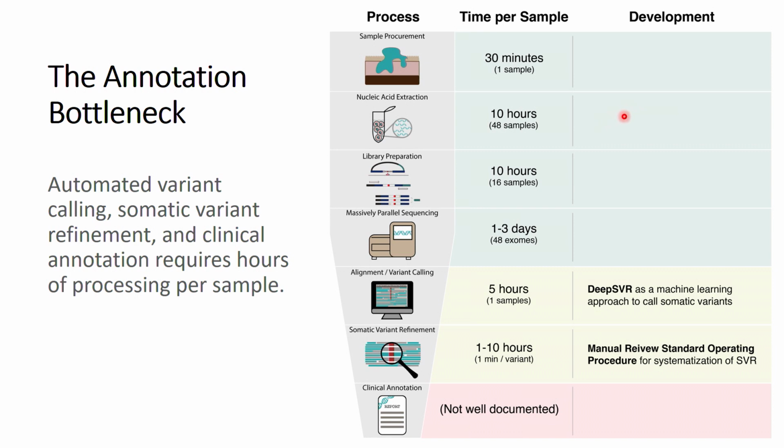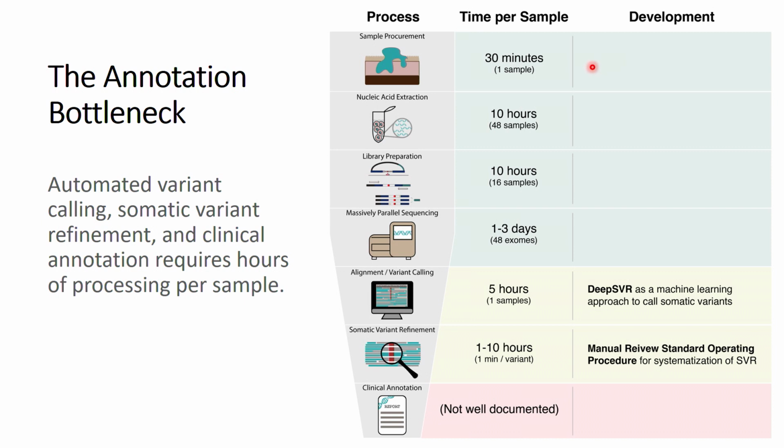So the annotation bottleneck has been covered extensively throughout this conference, specifically the process by going through sample procurement, nucleic acid extraction, library preparation, and parallel sequencing is very automated with high throughput. But once you go to alignment, somatic variant identification, further refinement of somatic variants to eliminate false positives, and then clinical annotation, it is extensively laborious, and there are too many variants to annotate in a meaningful way where clinicians can understand that data and act upon it effectively.